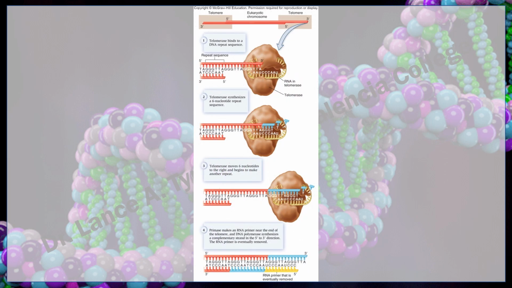So here it goes through the whole diagram: we have one, telomerase binds to a DNA repeat sequence. The telomerase synthesizes a 6 nucleotide repeat sequence. The telomerase moves 6 nucleotides to the right and begins to make another repeat. The primase makes an RNA primer near the end of the telomere, and the DNA polymerase synthesizes a complementary strand in the 5' to 3' direction. The RNA primer is eventually removed. And if this continues, it can cause cancer.